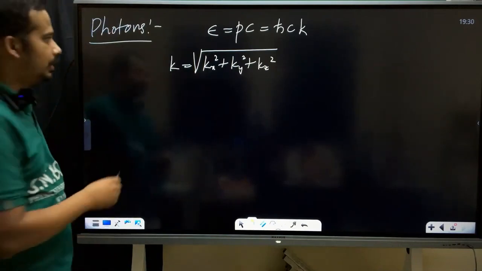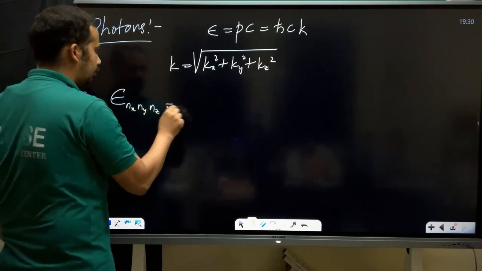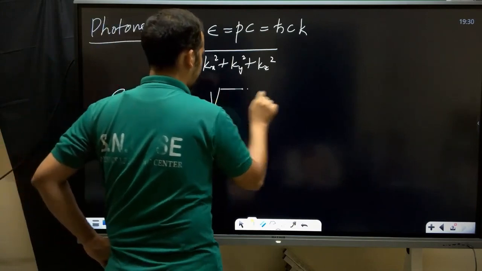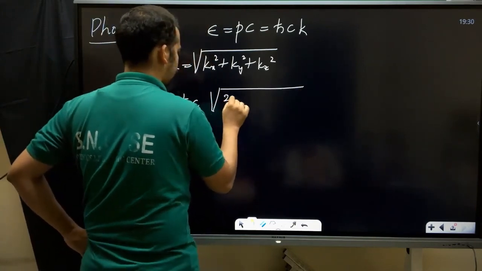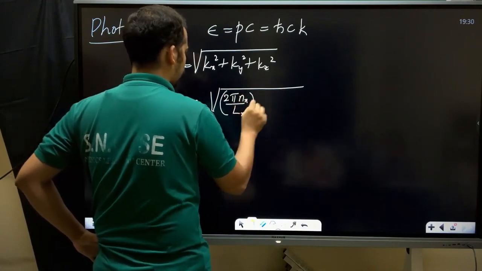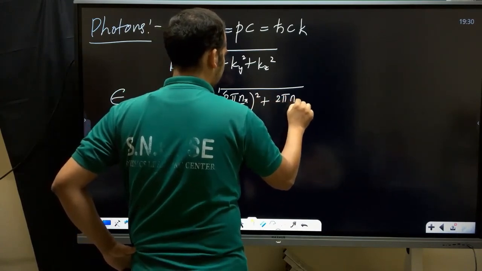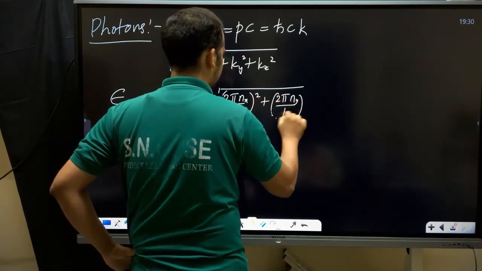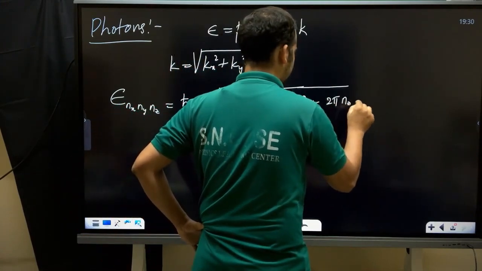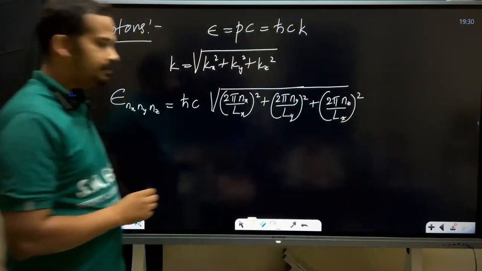So I'm going to write it like this: E(nx, ny, nz) is equal to h bar c into, what is k? Root of (2 pi nx by Lx) the whole square plus (2 pi ny by Ly) the whole square, plus (2 pi nz by Lz) the whole square, isn't it?